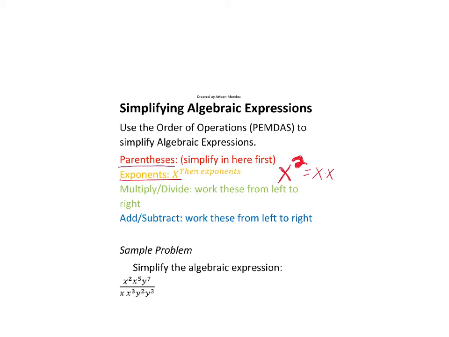So then we work with exponents. After that, we multiply and divide, and these are worked from left to right. They're kind of equal. So if you ever see them together, you work them from left to right. Same thing with adding and subtracting. Work these from left to right. So we're going to follow these order of operations when we simplify algebraic expressions.